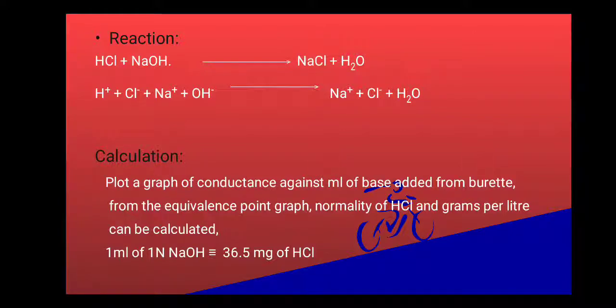By plotting the graph of ml of base added versus conductance, the nature of the graph is as I have described in the previous slide. By making some calculation, that 1 ml of 1 normal NaOH corresponds to 36.5 milligram of HCl, you can find the normality or molarity of the acid or base and find the endpoint for the titration, to measure the concentration of HCl as well as NaOH.